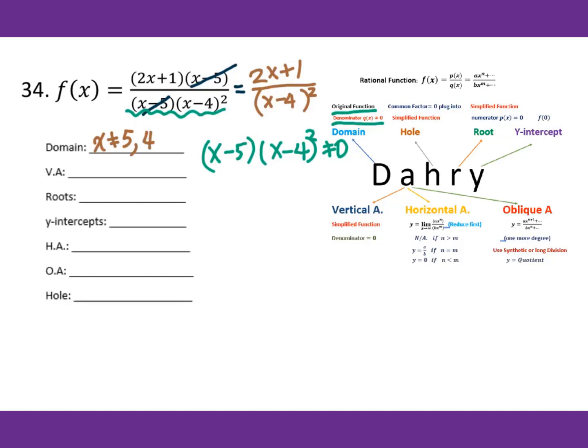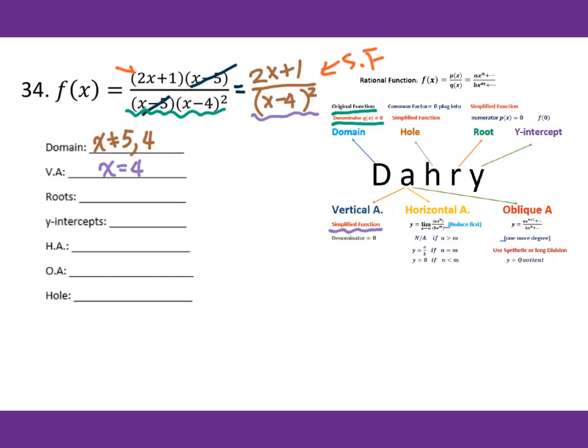Vertical asymptote line, make sure it's the simplified function. This is the one. Denominator equal to 0. So x minus 4 squared equal to 0. Then x equals 4. Remember, this is the simplified function. This is the original function. Only domain requires the original function. For the rest of them, you can just use the simplified function.